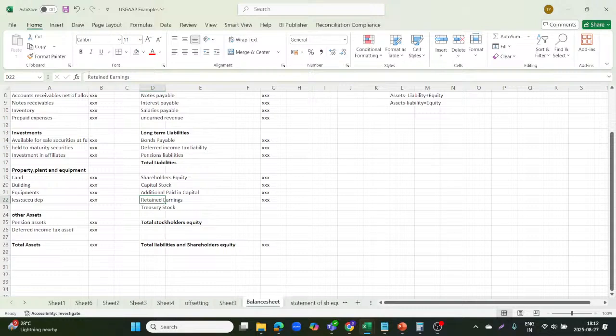Then retained earnings. So retained earning is the accumulated net income of the company, not paid out as dividend. Okay, so the dividend has not been paid out. It's nothing but a profit except the dividend. Treasury stock. It's a share of the company's own stock that has been repurchased.